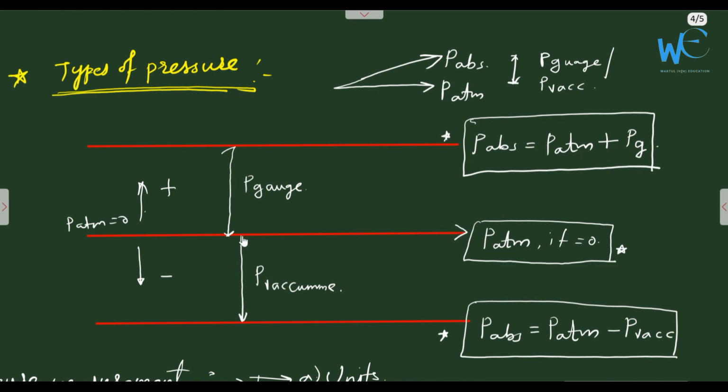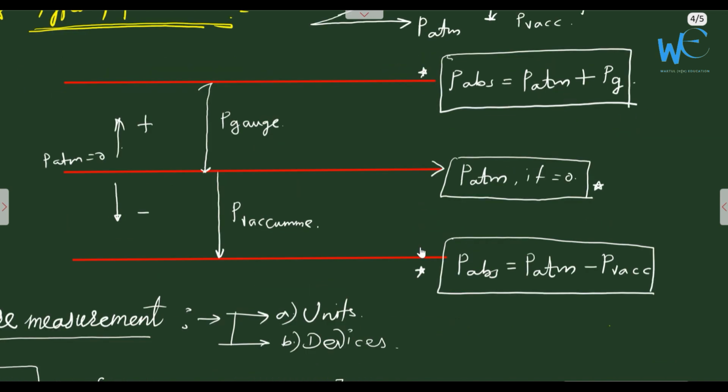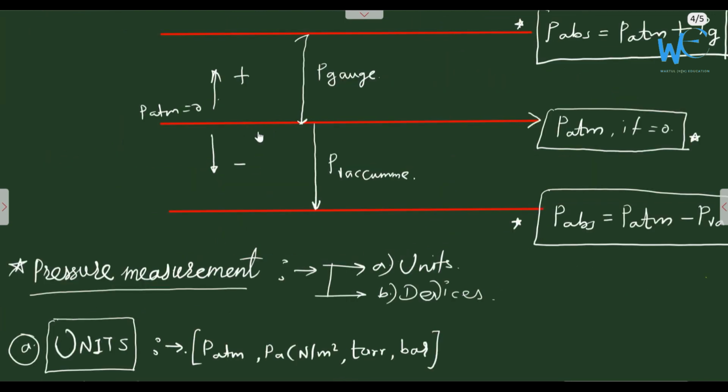And if you are willing to go downward, you will get P absolute too, but you have to use this formula: P absolute is equal to P atmosphere minus P vacuum. This is also gauge pressure, but we call it vacuum pressure. Gauge pressure is nothing but a pressure we measure from gauges. So after remembering these three lines, instead of remembering three formulas, I think I am giving you pretty much clarity.